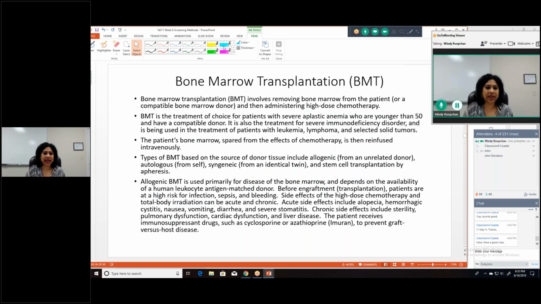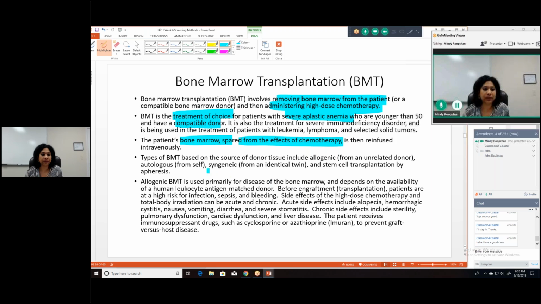Bone marrow transplant involves removing bone marrow from the patient or a donor and administering high doses of chemo. BMT is the treatment choice for patients with severe aplastic anemia who are younger than 50 and have a compatible donor. The patient's bone marrow, spared from the effects of chemo, is then reinfused intravenously. The types of BMT are based on the source of the donor tissue: allogenic, autologous, or syngeneic, depending on whether it's from an unrelated donor, from the self, or from an identical twin.